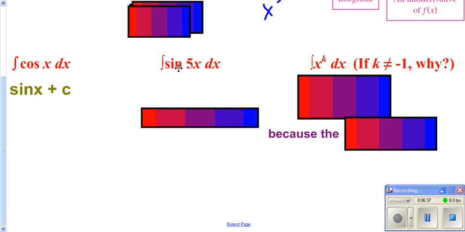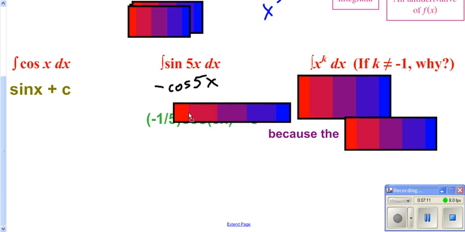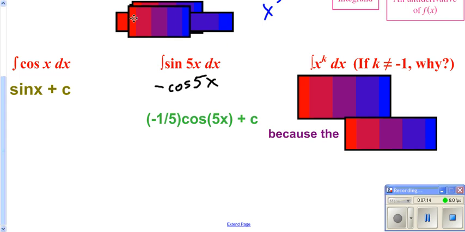Now you have to think, okay, the derivative of what is sine? Well, you would know that that would be a negative cosine of 5x. But if you were taking the derivative of this, the chain rule says you'd have to multiply by the derivative of the inside, which is a 5. You don't have a 5 in front, so you'd have to somehow undo that. So that's why we have a negative 1/5. The negative comes from here, and the 1/5 is there to undo the derivative of the inside. And then you'd have to have a plus c.